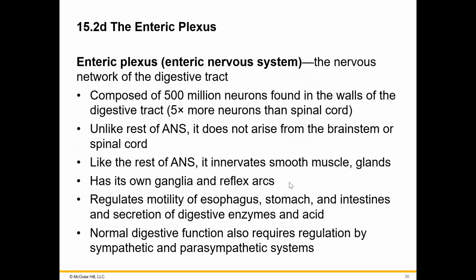Now, that's the enteric plexus. We talked about that. We talked about how the enteric plexus is important for digestion, composed of 500 million neurons found in the walls of the digestive tract. There are 5 times more neurons than the spinal cord.